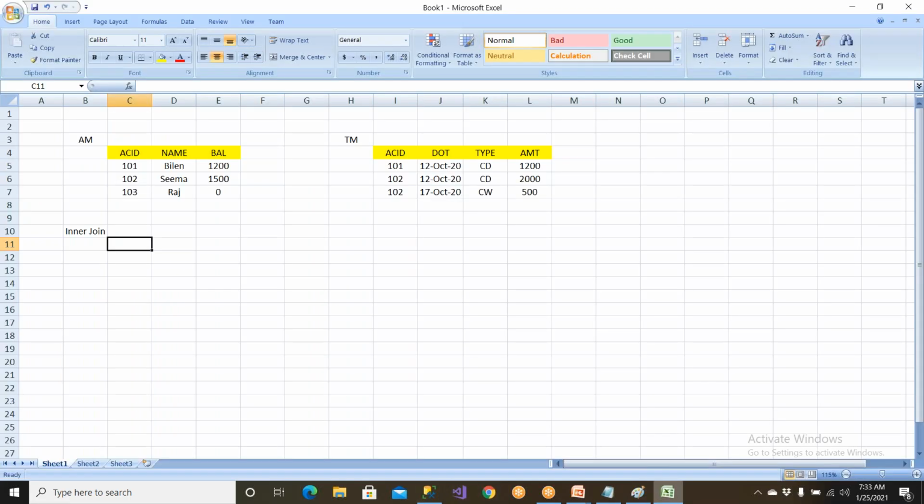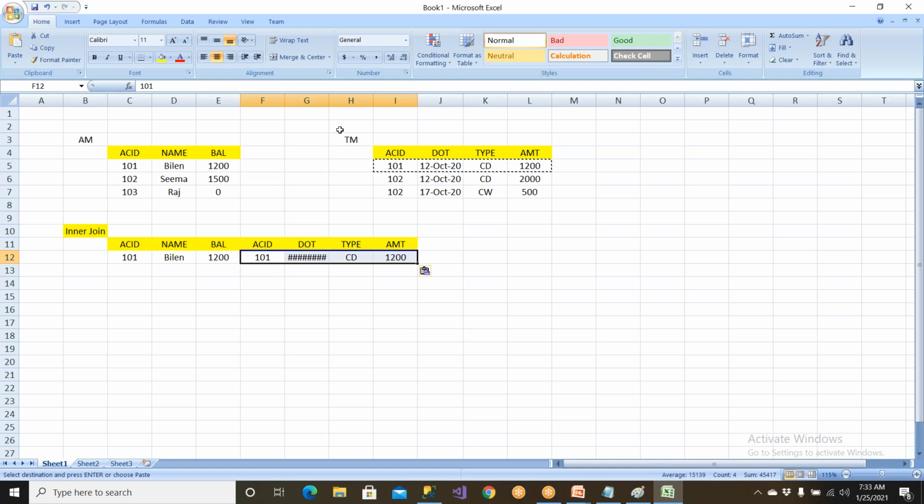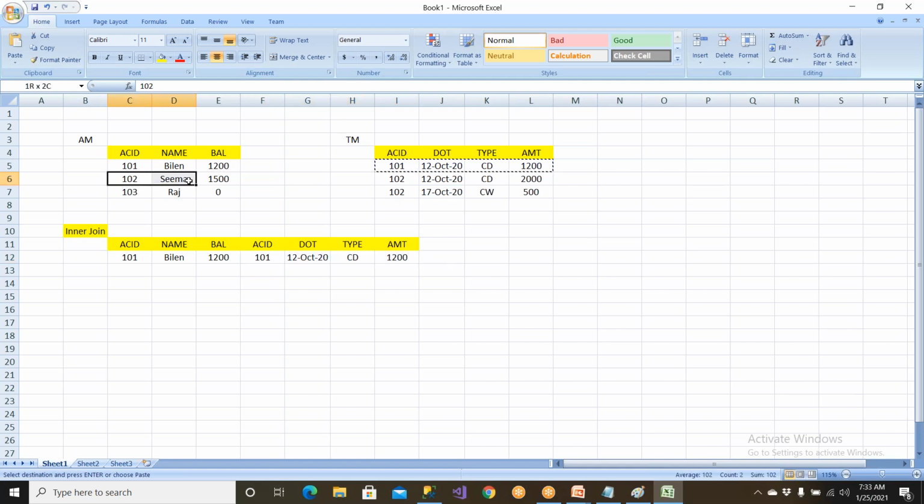Now what happens? So 1 and 1 is matching, right? So 101 and 101 is matching. So you are going to be getting the column names here first, and all the columns also will be coming. So this and this is matching, so this row will be here, plus this entire row is going to come here. Am I clear? Now 102 will come here. For 102, this is the matching row, right?